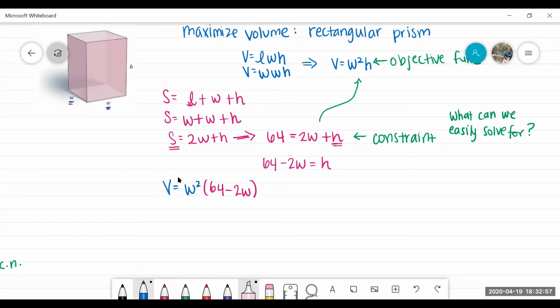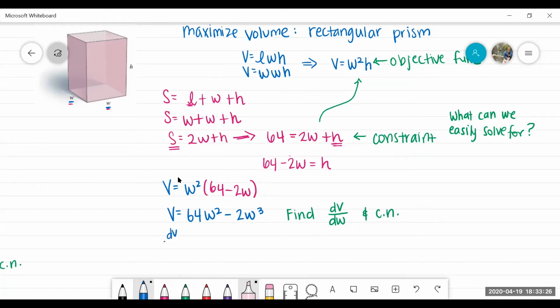Okay, so if we distribute that and we clean it up just a little bit, we get V is 64 W squared minus 2W to the third power. Okay, so just like before, now we want to find the first derivative, so dV with respect to W, and our critical numbers, right? So we need to find our derivative.